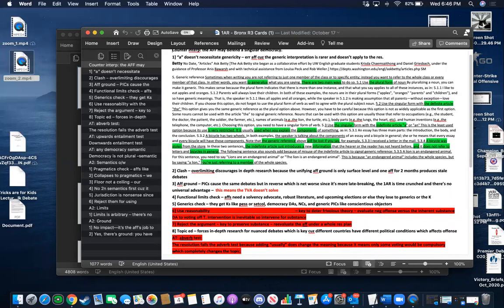These are the standards clash. Over limiting discourages in-depth research because unifying AF ground is only surface level, and one AF for 2 months produces stale debates. AF ground picks cause the same debates but in reverse, which is net worse since it's more late breaking. The 1AR is time crunched and there's no universal advantage. This means the topical version of the affirmative doesn't solve. I think the presentation actually missed this, but topical versions of the affirmative are necessary for the topicality debate if you're proposing T, because it's essentially saying that there's a way to actually become topical.